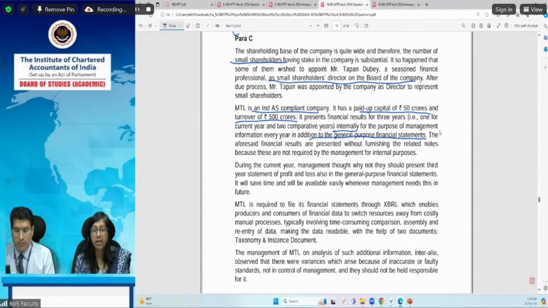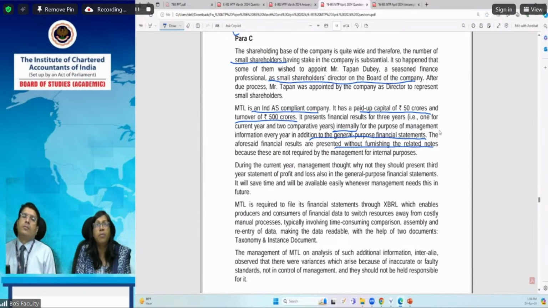During the current year, they are giving this to management without furnishing the related notes. During the current year, management thought, why not present the third year statement of profit and loss also in the general purpose financial statements? It will save time and it will be available easily whenever management needs this in future.